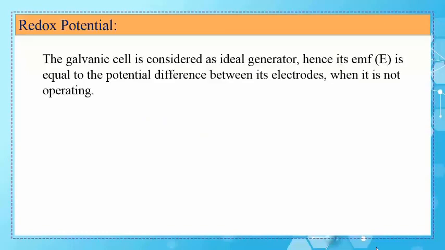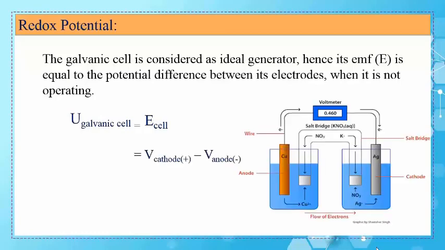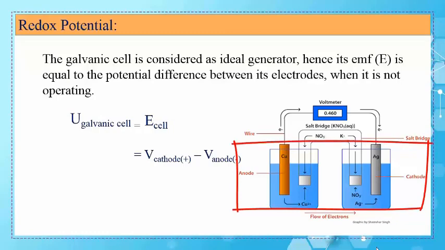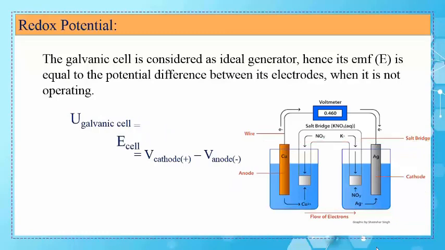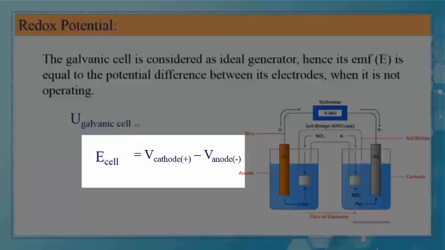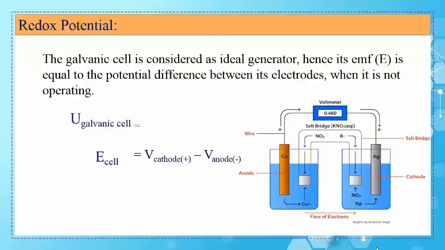In our study of a galvanic cell, this galvanic cell is considered as an ideal generator. So the potential difference of the galvanic cell will be equal to the electromotive force of the cell, which, as we said, is equal to the potential difference between the two electrodes, the positive and the negative. And here in the galvanic cell, we know that the positive and negative poles are the cathode and the anode. And this is the simple rule: E of a cell equals V of the cathode minus V of the anode.